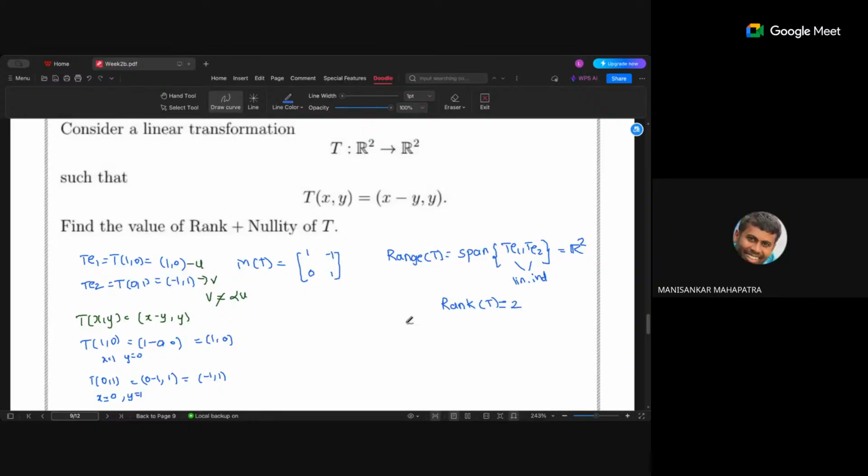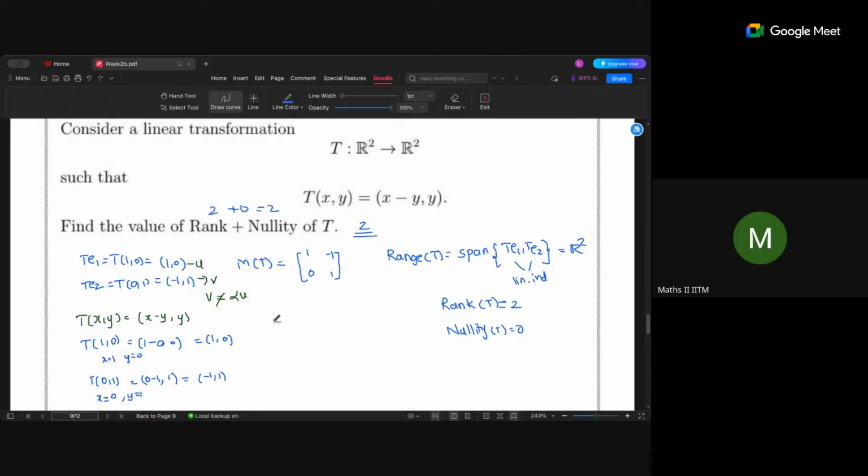Rank is 2. True. Nullity is zero. Yes, due to the rank-nullity theorem. So rank plus nullity here, the answer is 2, right? So 2 plus 0. Okay. This question is fine, right?